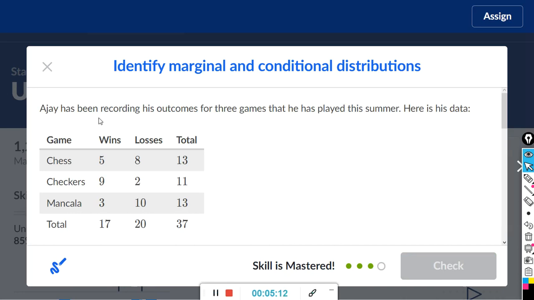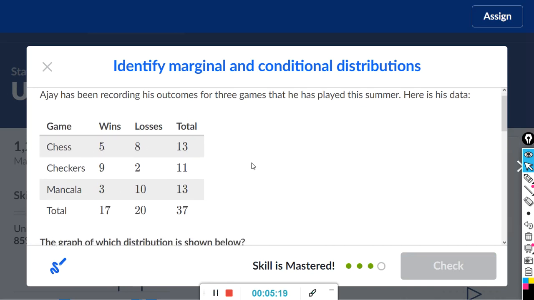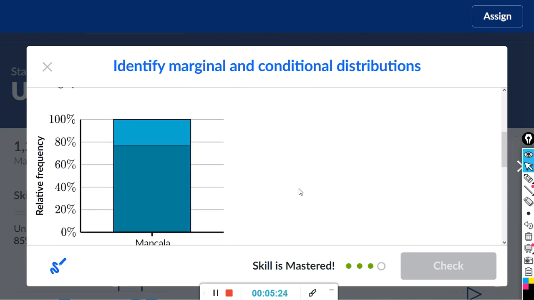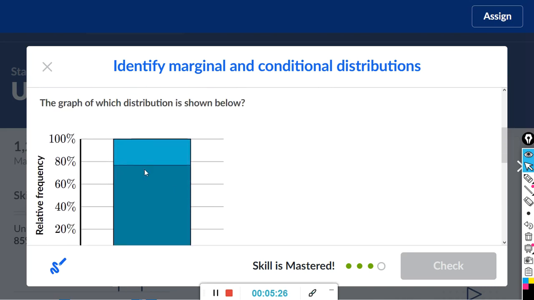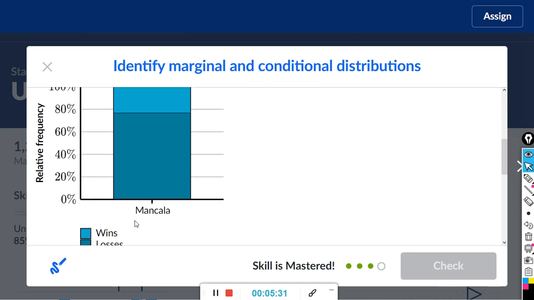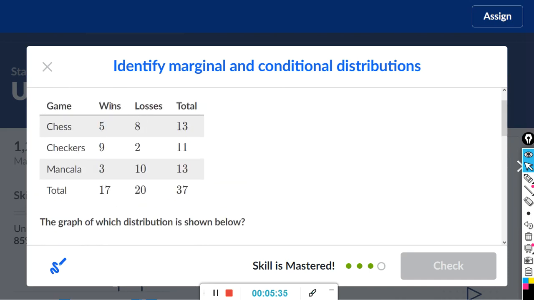All right, one more. So-and-so has been recording his outcomes for 3 games he played. Same chart we saw before, but different question. The graph of which distribution is shown below? Here's the graph. It's a wins and losses graph, and they add up to 100%. The wins and the losses right here are these totals. So it's not just dependent on any one condition. This is both wins and losses.